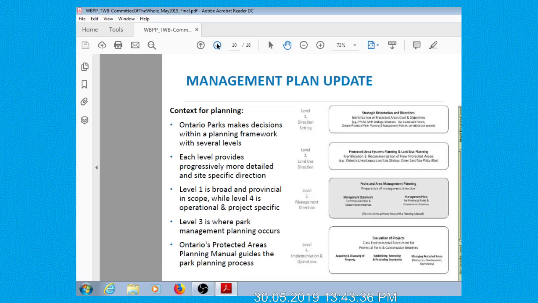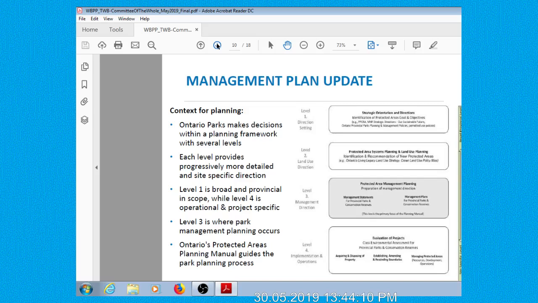So as you move through the levels, you get more and more specific about the direction that's established for your particular provincial park. And the way we write our management plans is to follow Ontario's Protected Area Planning Manual. It was developed in 2014 and has a series of guidelines and templates associated with it. So, you know, we have kind of marching orders that start at a broad strategic level, and then they kind of filter down to get narrower and narrower to deal with the very specific site conditions at your environment in Wasaga Beach.